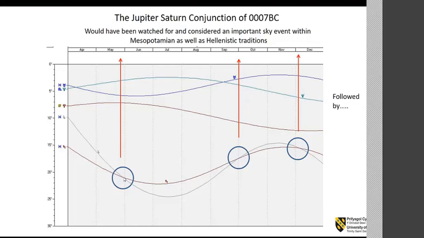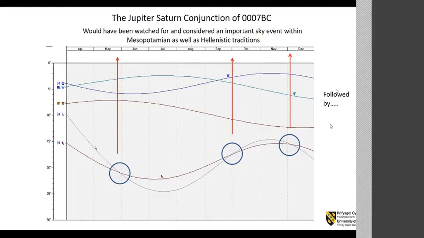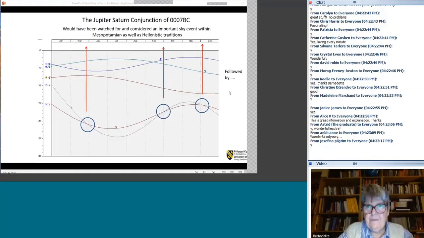They may not be visually conjunct, they could be separated a little bit, but they are together in terms of their ecliptical degree. And we can see they first touch here in May of 07, and then here in September, October of 07, and then here in December of 07. So we get three touches, and then that's followed by, to be continued, it's followed by this.